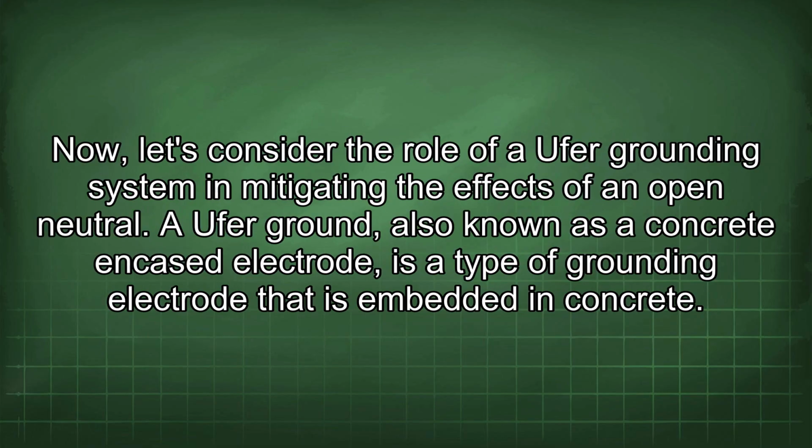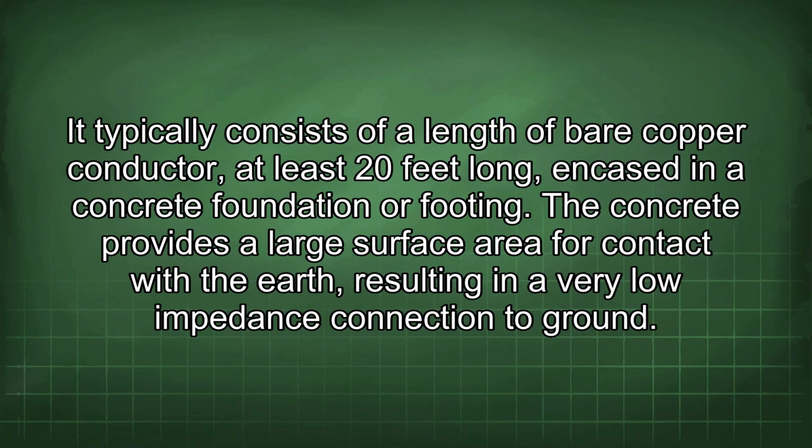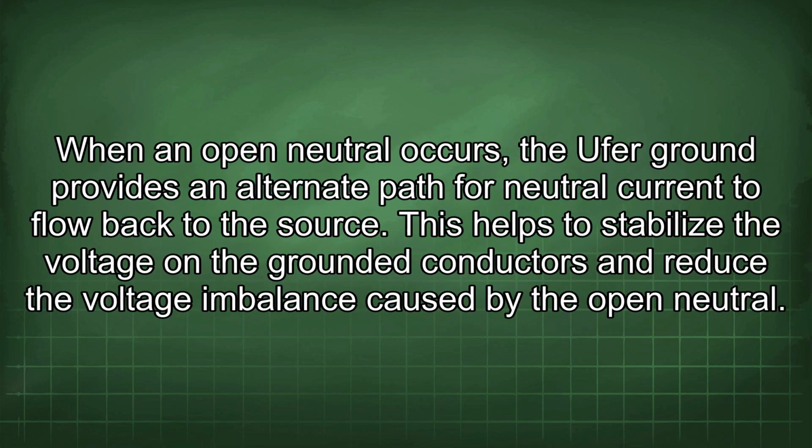Now, let's consider the role of a Ufer grounding system in mitigating the effects of an open neutral. A Ufer ground, also known as a concrete encased electrode, is a type of grounding electrode that is embedded in concrete. It typically consists of a length of bare copper conductor, at least 20 feet long, encased in a concrete foundation or footing. The concrete provides a large surface area for contact with the earth, resulting in a very low impedance connection to ground. When an open neutral occurs, the Ufer ground provides an alternate path for neutral current to flow back to the source. This helps to stabilize the voltage on the grounded conductors and reduce the voltage imbalance caused by the open neutral.